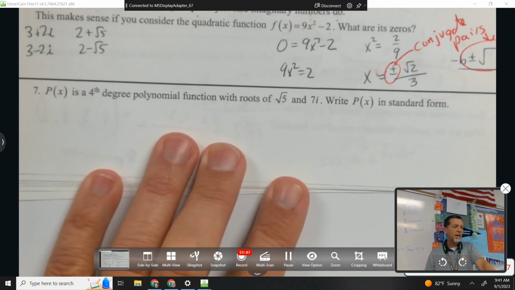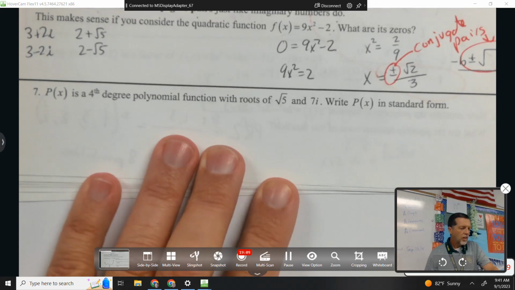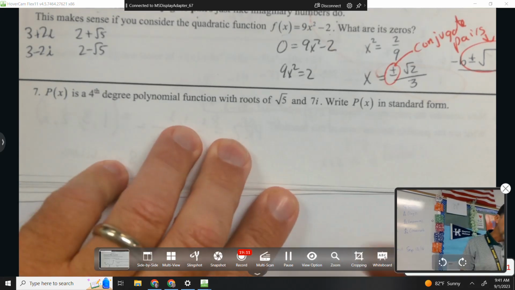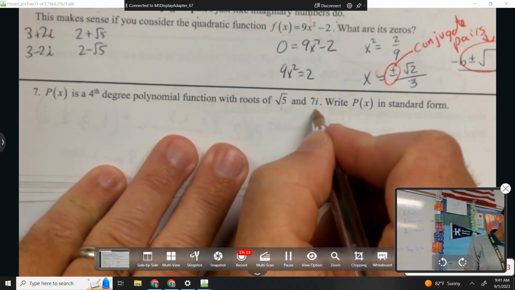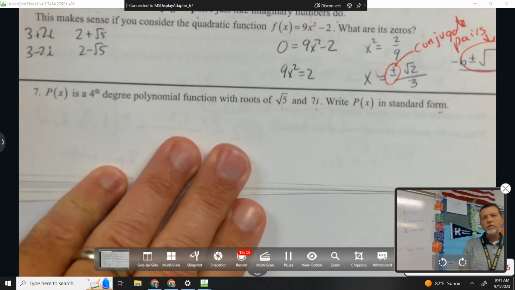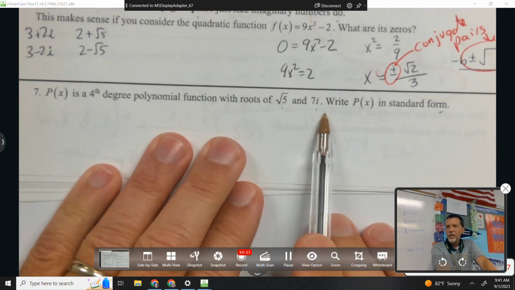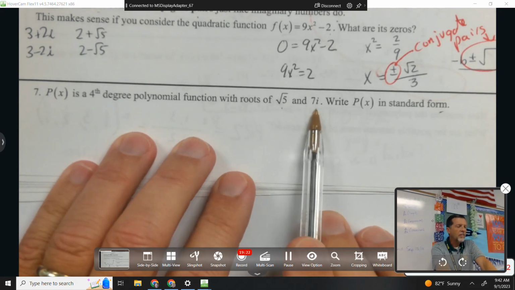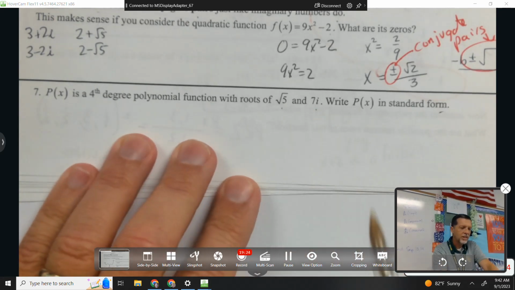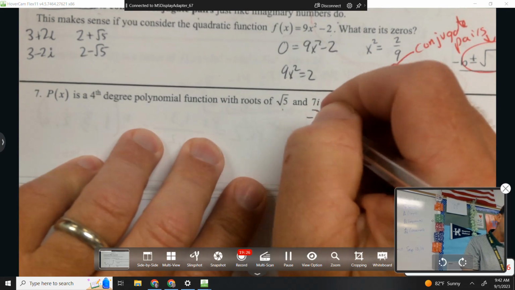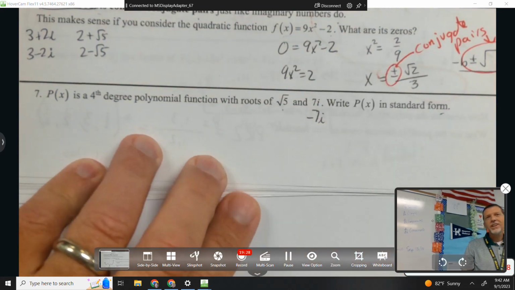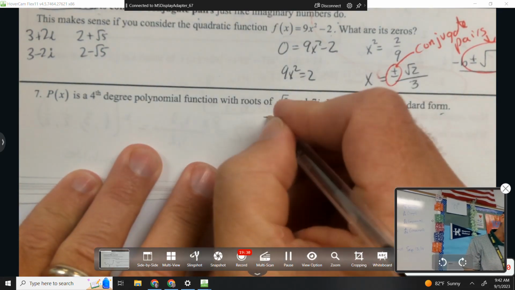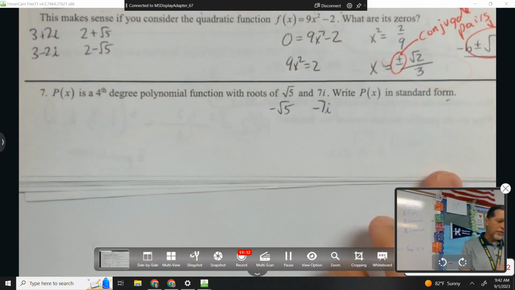So all that to say, number 7: p of x is a 4th degree polynomial with roots of square root 5 and 7i. Write p of x in standard form. We did some that were very similar to this yesterday or Wednesday. So if 7i is a root, what else is a root? And if root 5 is a root, then negative root 5 is a root. So there's my 4 answers.